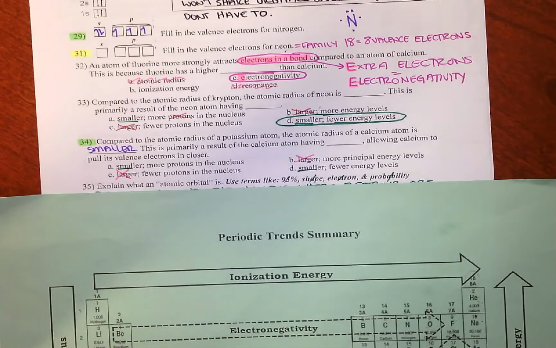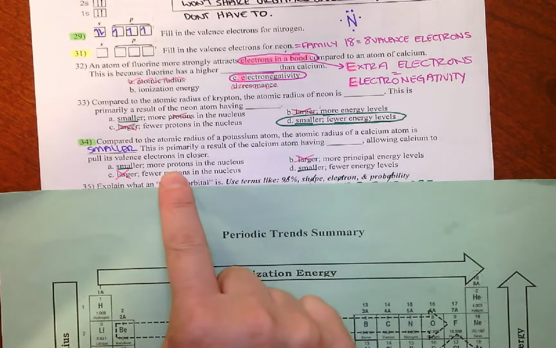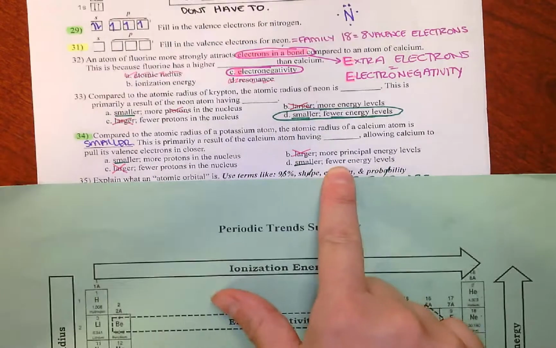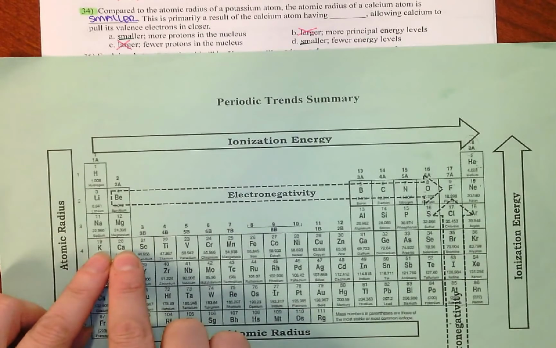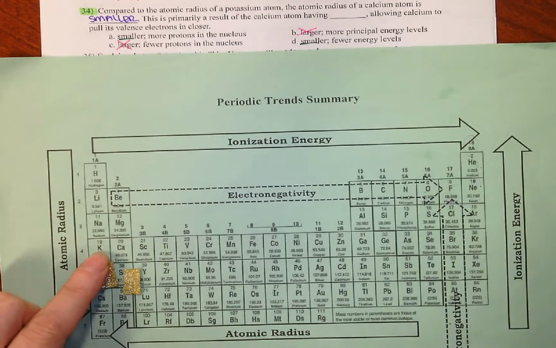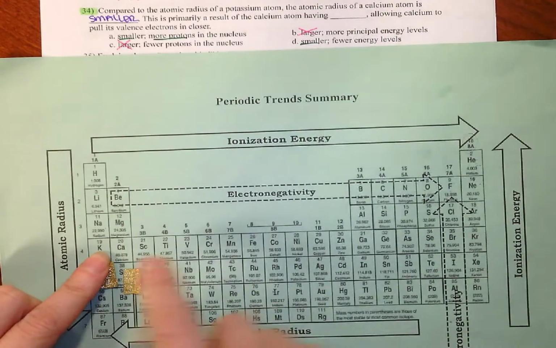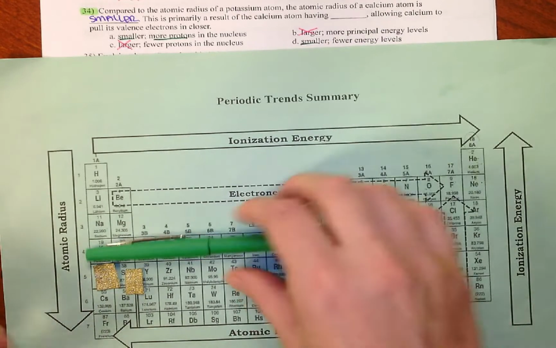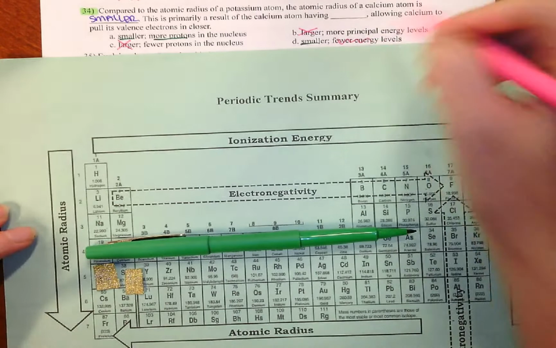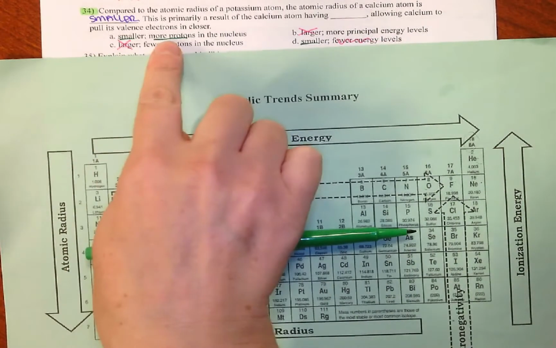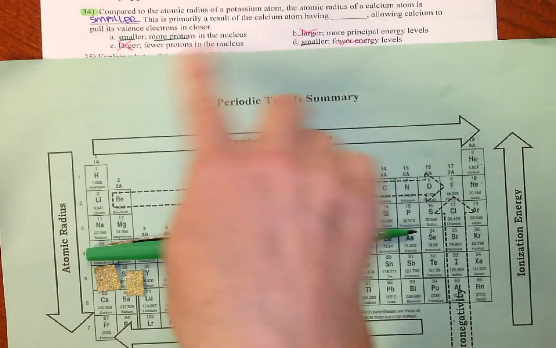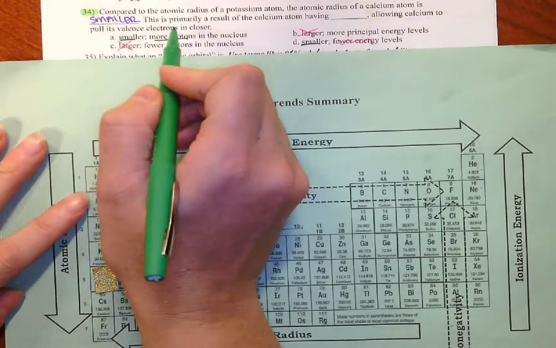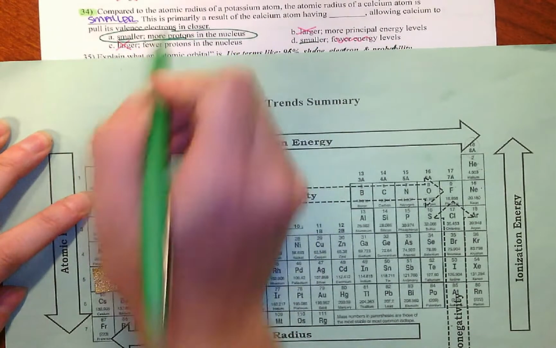This is primarily a result of the calcium atom having blank, allowing calcium to pull its valence electrons in closer. Okay, so does calcium have more protons in the nucleus or fewer energy levels? Calcium's number 20, potassium's number 19. So calcium definitely does have more protons in its nucleus. That's true. Does it have fewer energy levels? No, they're both in period 4. They have the same energy levels. So that makes this one garbage, which even if you're not sure that's the right answer, you know that B, C, and D are wrong answers. You took out your garbage and you can say, all right then, I'm going to pick A.